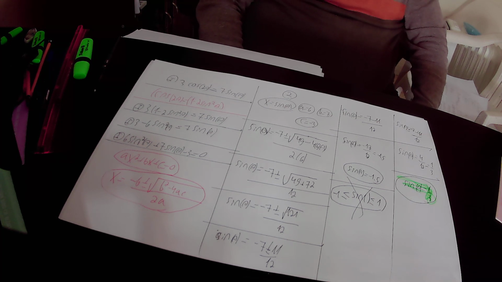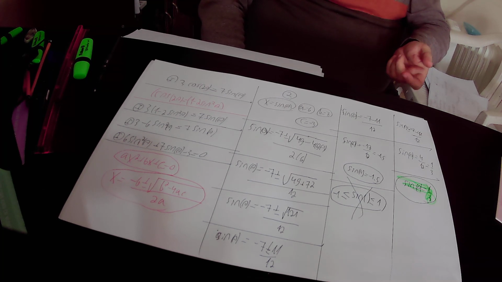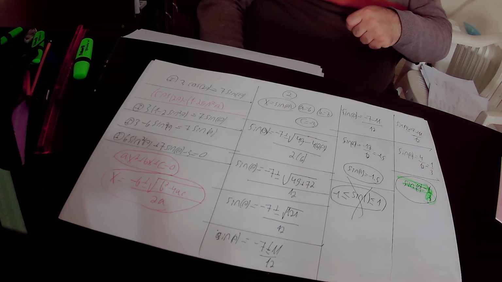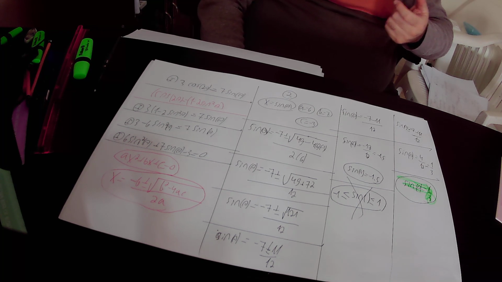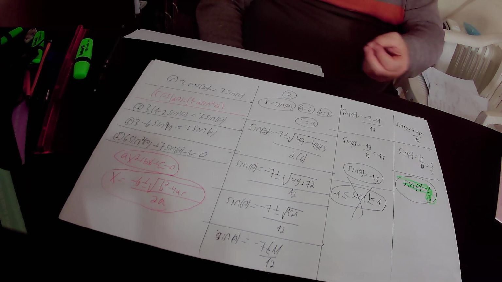But sine theta can never be equal to minus 1.5. Why? Because the range of numbers that it can accept is from minus 1 to plus 1, and minus 1.5 is less than minus 1. So it exceeds the range of numbers that sine theta can receive. Therefore, it is an incorrect answer.